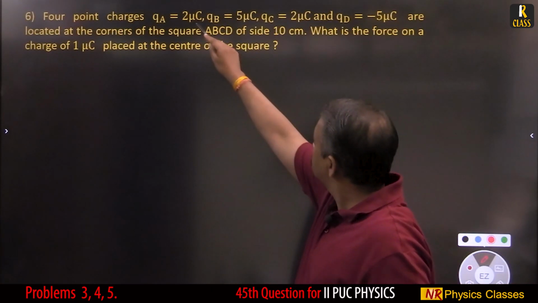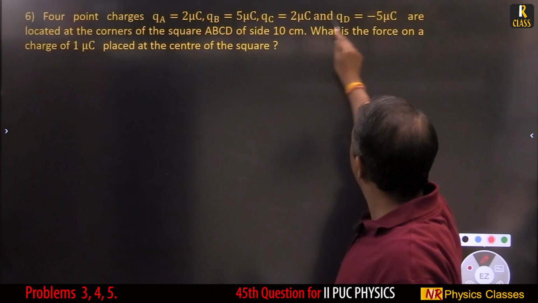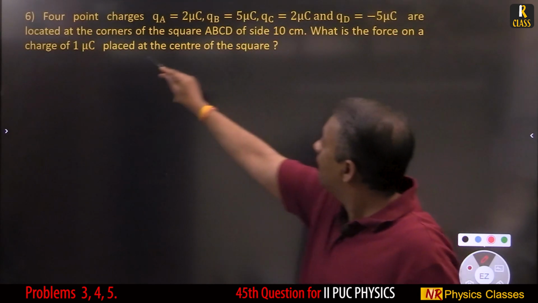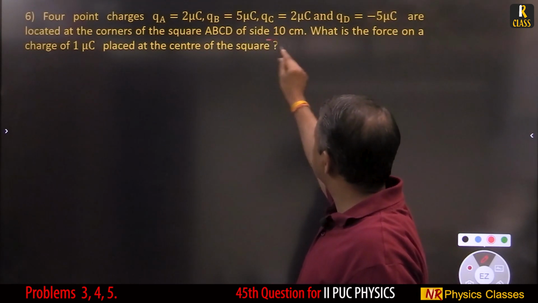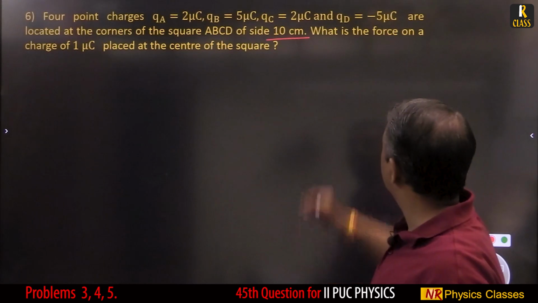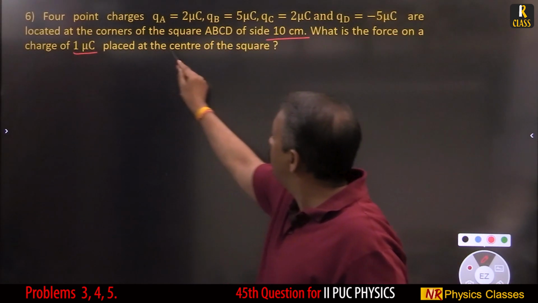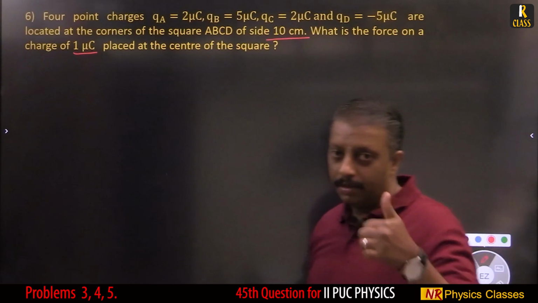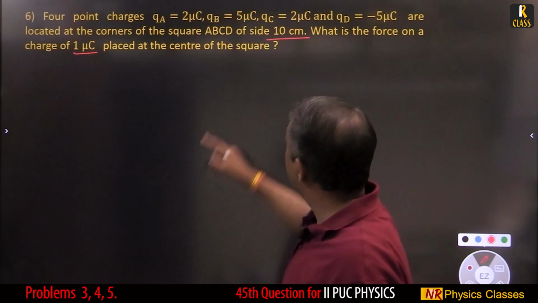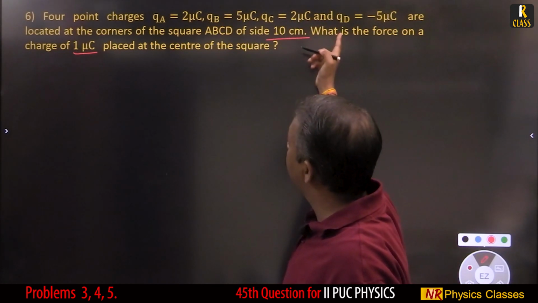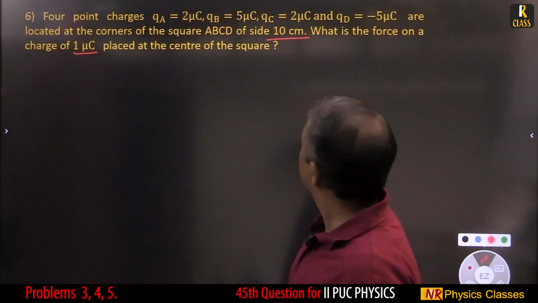Four point charges 2, 5, 2, minus 5 microcoulomb are located at the corners of a square of side 10 centimeter. What is the force on the charge 1 microcoulomb placed at the center of the square? Done. So let us find the electric field, and after that, the force.